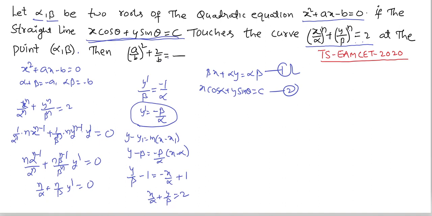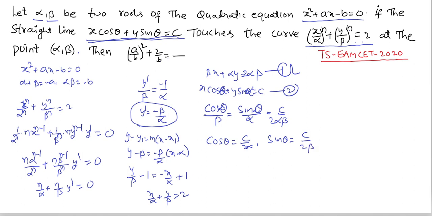Comparing the x and y coefficients, that is cos theta by alpha is equal to sin theta by beta. So cos theta is equal to c by 2 alpha and sin theta is c by 2 beta. We know that cos square theta plus sin square theta is 1, that is c square by 4 alpha square plus c square by 4 beta square is equal to 1.